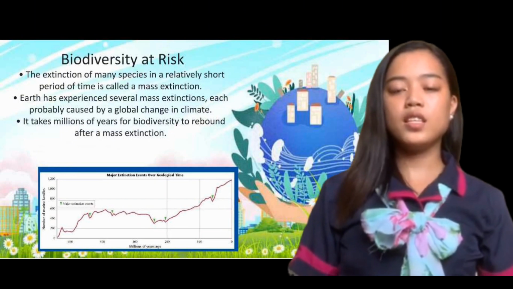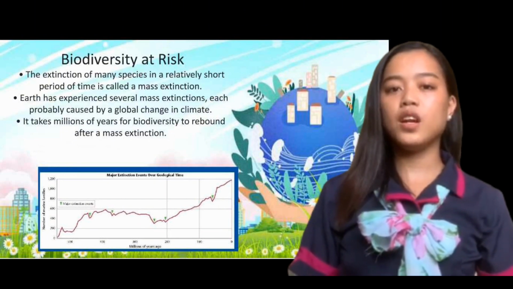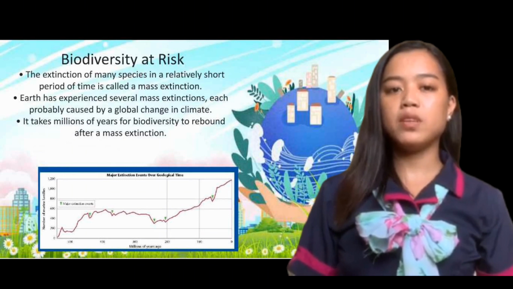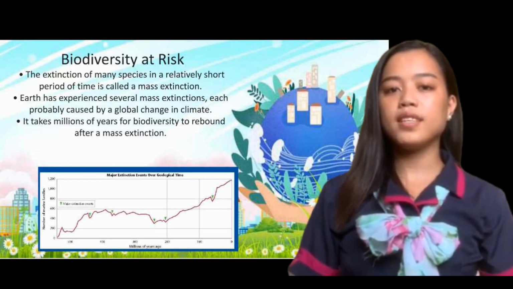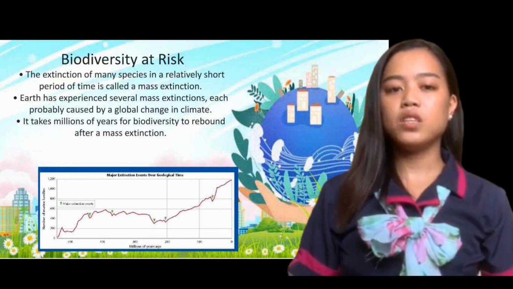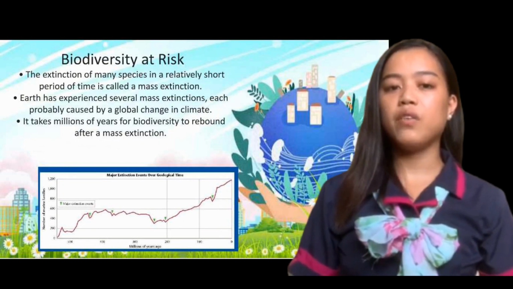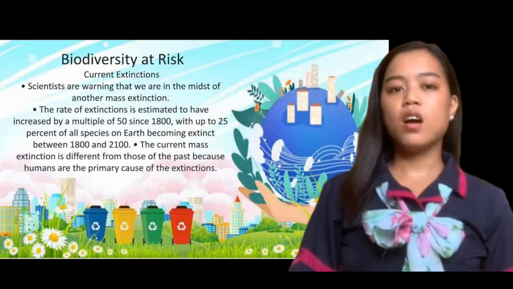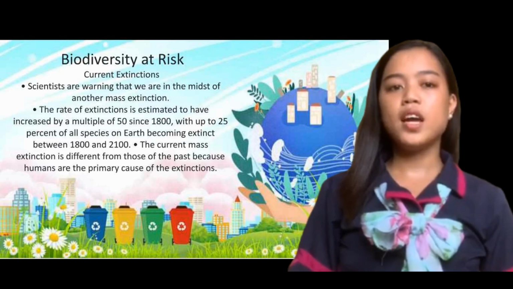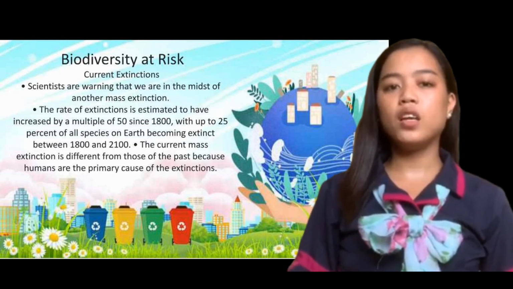Biodiversity at risk. The extinction of many species in a relatively short period of time is called a mass extinction. Earth has experienced several mass extinctions, each probably caused by a global change in the climate. It takes millions of years for biodiversity to rebound after a mass extinction. Biodiversity at risk: current extinction. Scientists are warning that we are in the midst of another mass extinction.